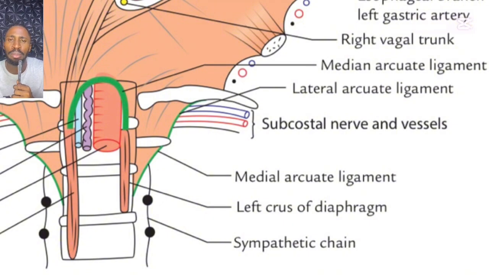Then deep to the medial arcuate ligament is transmitted the sympathetic chain. The crus of the diaphragm is pierced by the greater, lesser, and least splanchnic nerves. While the left crus of the diaphragm transmits the hemiazygos vein.